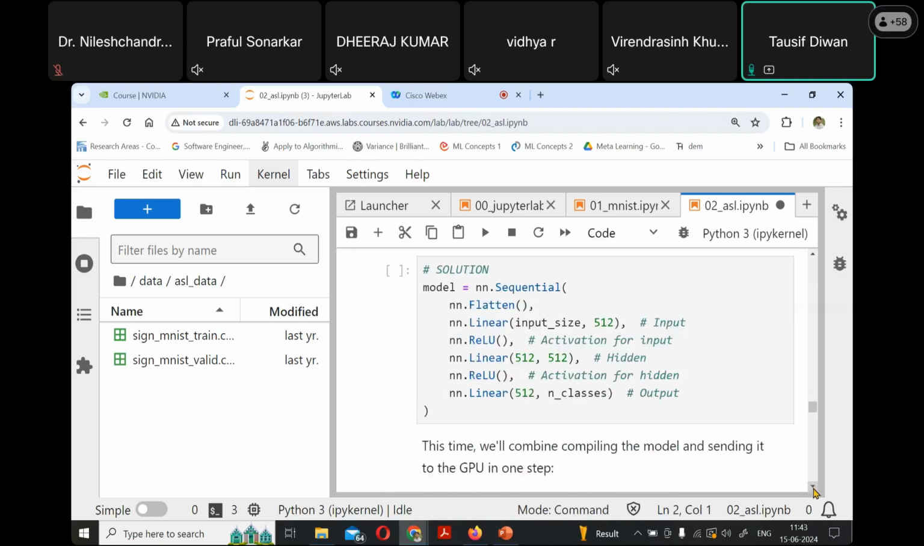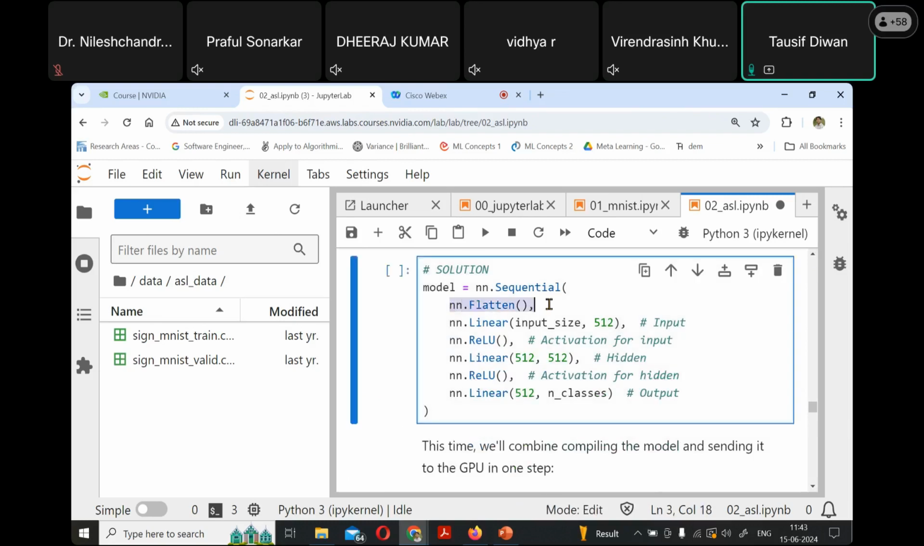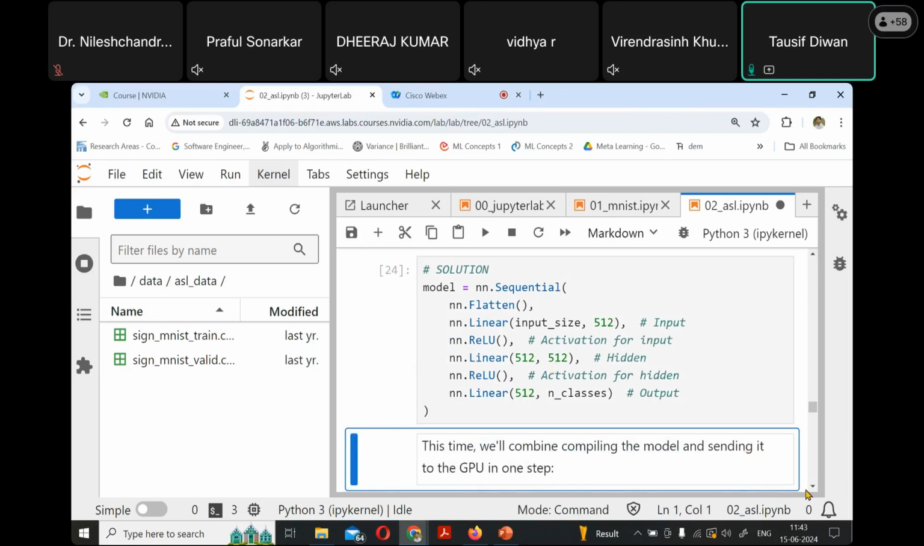First of all flatten, then 512 neurons, then again 512 neurons, and then lastly 24 neurons in the final layer. So this is my sequential model. Last time we created layers, then we passed a pointer to the layer, and then we created the model. But that is a lengthy process. Internally, the same thing is happening over here also. But you can write it here. That is an easier way to create a model.